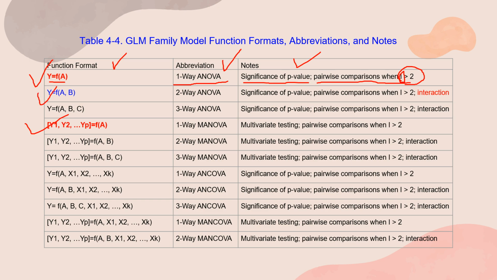If they have one more factor called B, they call it the two-way ANOVA. So the way is the factor. Two-way ANOVA. So also you have to note the significance of the p-value, and the pairwise comparison when I is greater than 2. Because they have 2 factors, you have to beware of the interaction. Interaction.